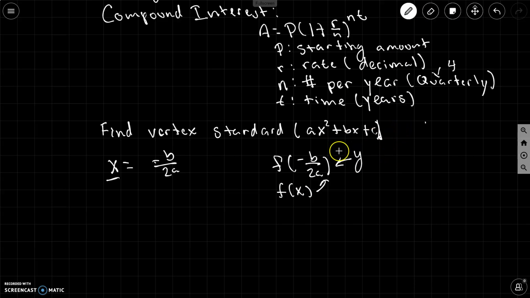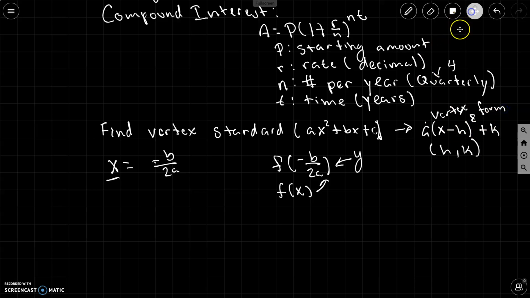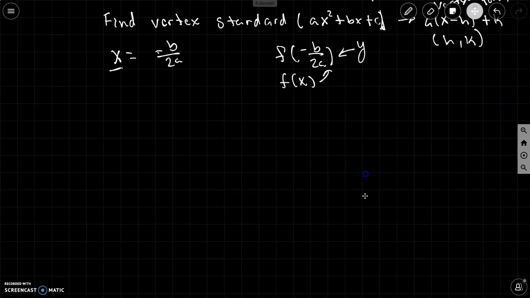Another thing is the difference between vertex form and standard form. Remember, vertex form is something like this: a times (x minus h) squared plus k. Remember, the vertex is, of course, (h, k). This is the vertex form. Nice little things to identify.